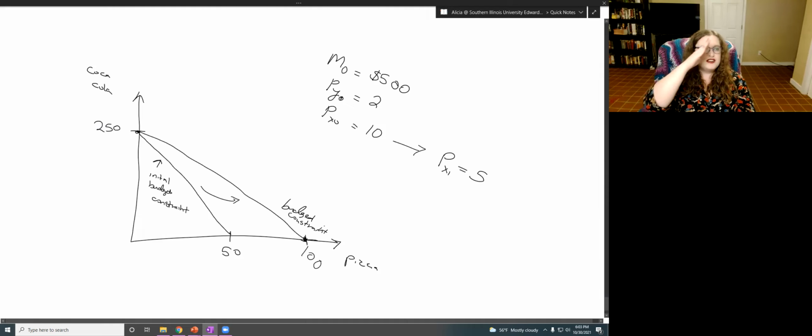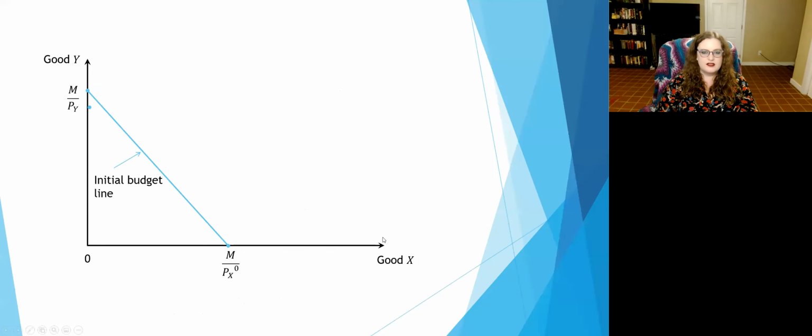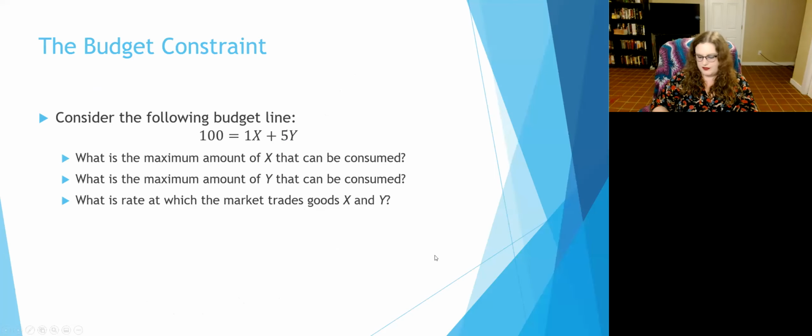And if it shifts outwards, almost on a hinge or an axis like this, it means that there is a change in price. For us, we see that this change in price was in the price of pizza. It went from $10 to $5 and shifted outwards. So let's look at the slides again where I have a similar situation.